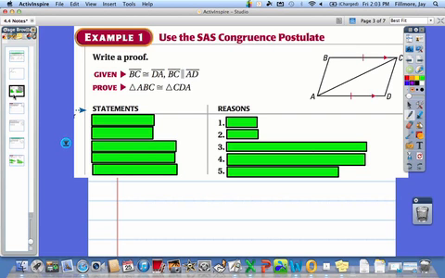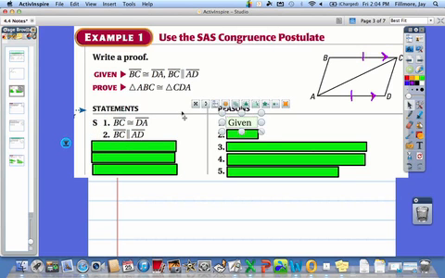So for this proof, we're given the fact that segment BC is congruent to segment DA, which is marked here, and we're also given that segment BC is parallel to AD, given by these arrows. Now, one of these talks about segments being congruent, and one talks about lines being parallel. Since they're two different things, following this person's train of thought, they kept them as different steps, and both of them are given.